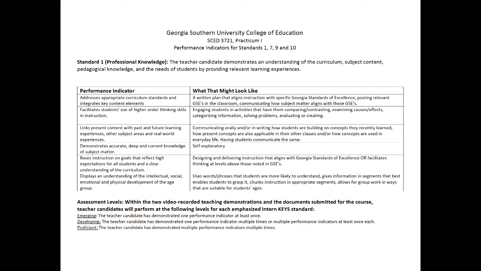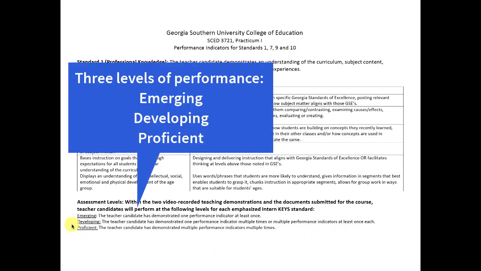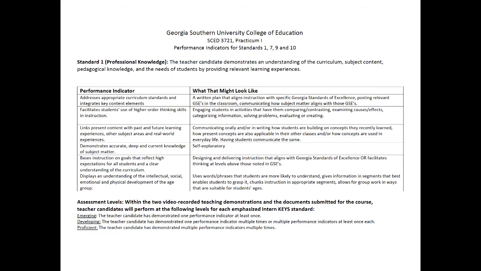At the bottom of this page, you'll see 3 levels of performance: emerging, developing, and proficient. The Intern Keys rubric explains these levels in terms of how consistent a teacher demonstrates these skills.